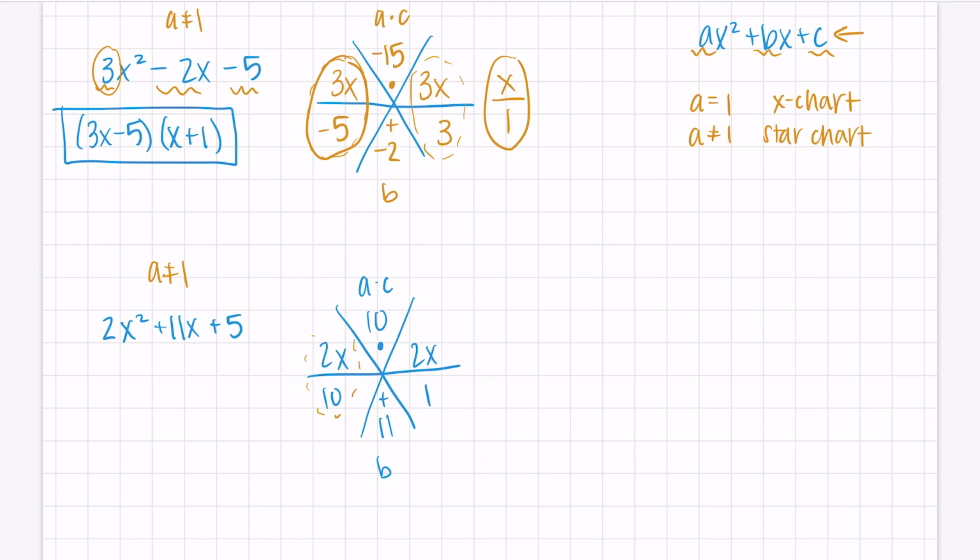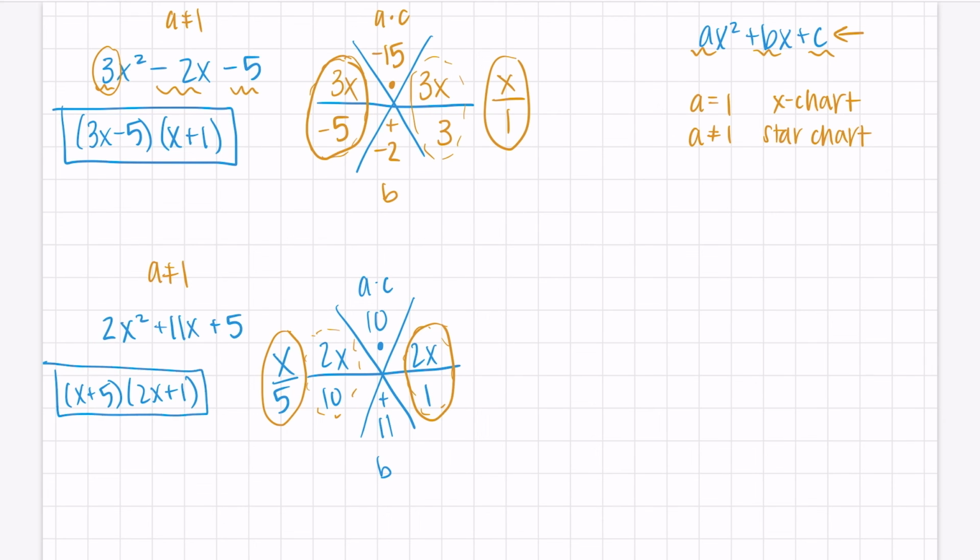Simplify the two fractions if possible. 2x over 10 simplifies to x over 5. 2x over 1 does not simplify. So these two fractions become my answer. My answer is x plus 5 times 2x plus 1. And that is factoring using the x chart and the star chart.